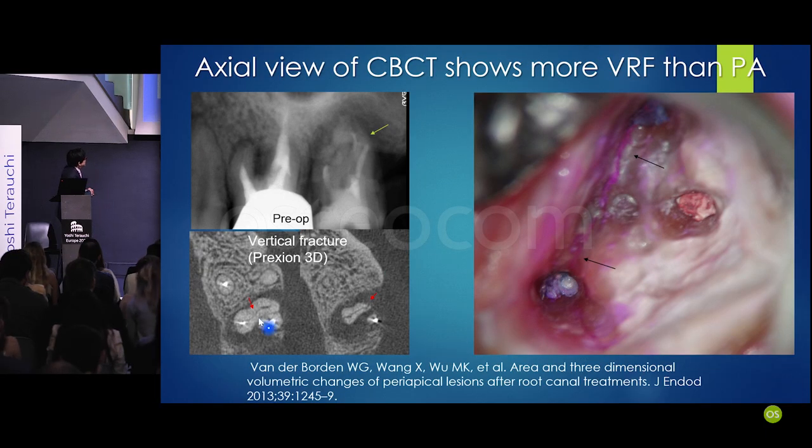So for example, on the 2D radiograph, there's nothing wrong with the root. However, if you look at the axial view, every single axial slice, you see the line, black line, from the buccal to lingual direction. You see the line, and this is another line on a different axial slice. And when I remove the crown, the coronal restoration, I found the same thing. You see the crack from the buccal to lingual direction. You see the crack stained with a caries detector dye.